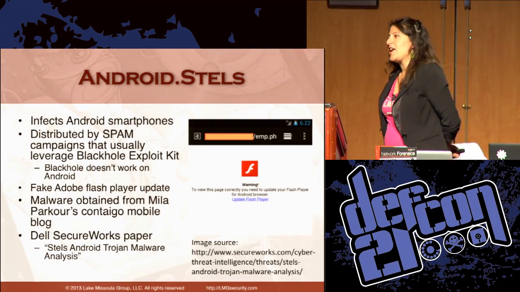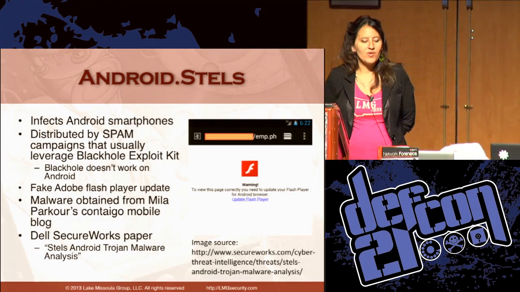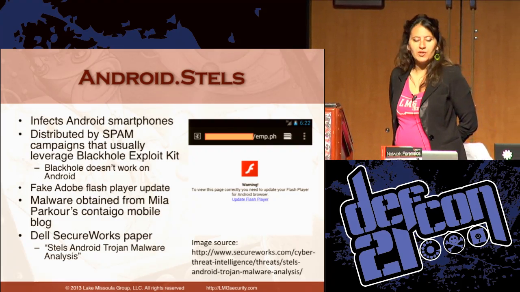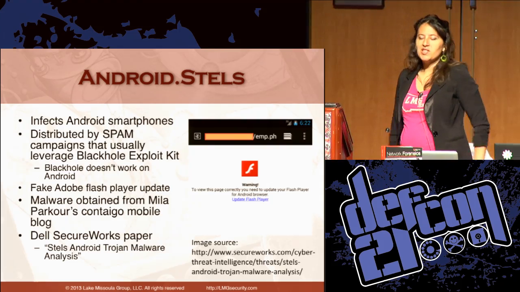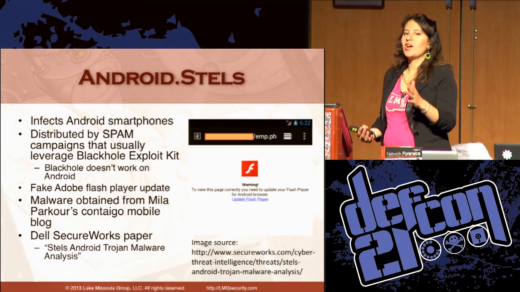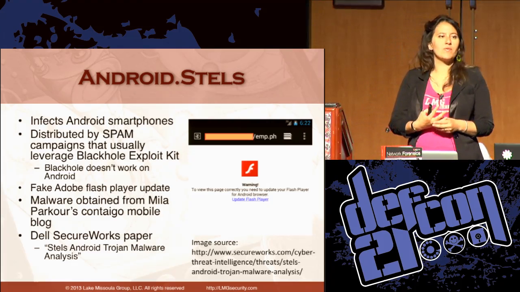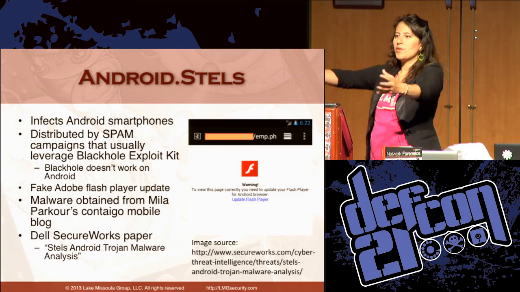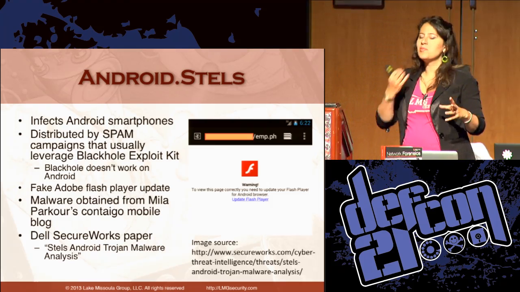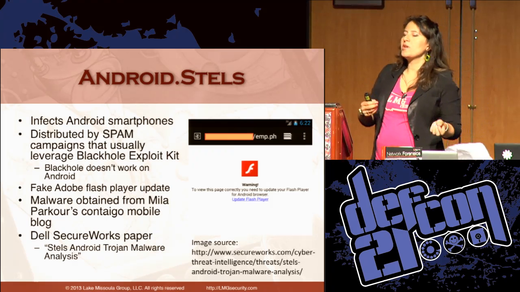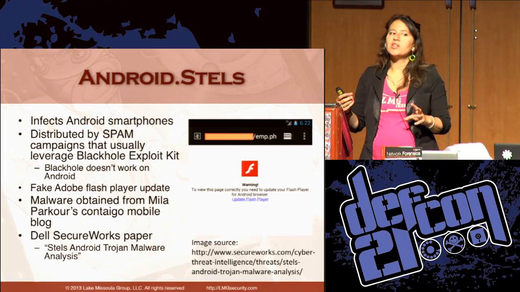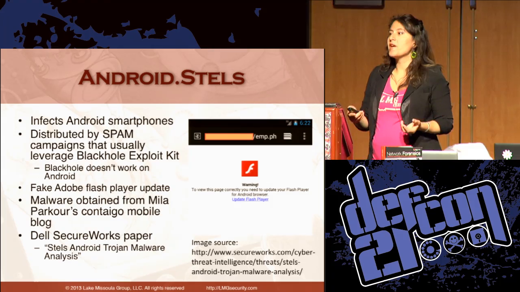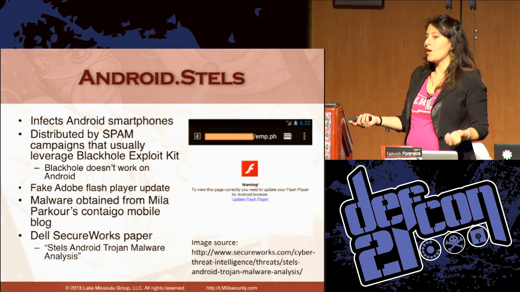So a little introduction to the Android Stealth malware, which is what we're going to focus on. It came to public attention in March of this year, so just a few months ago. It's distributed by spam email, so people click on a link. The one that Dell SecureWorks wrote their research paper on was an IRS spam. It's distributed through the same channels as some other malware. Normally, they use the Blackhole exploit kit to infect systems, but that doesn't work on Android devices. So in this case, they're using a fake Flash Player update, and people fall for this all the time.